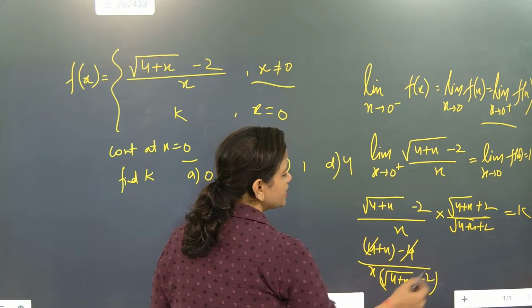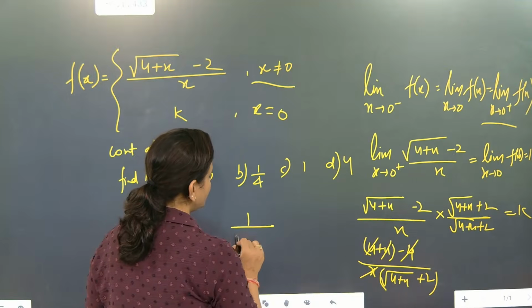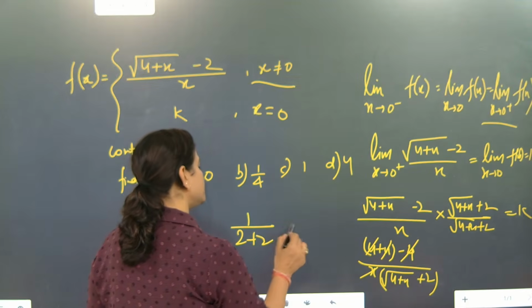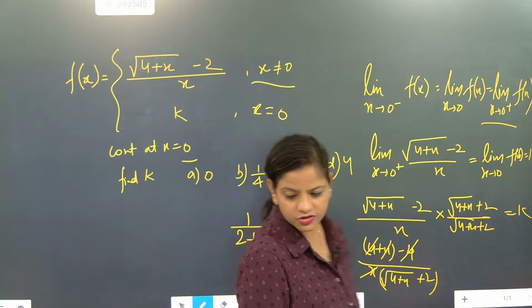Now here this and this will get cancelled, x and x will get cancelled, h is equal to 0. So it will become 4 will give 2, plus 2, is equal to k. So k is equal to 1 by 4. Nice, very good.